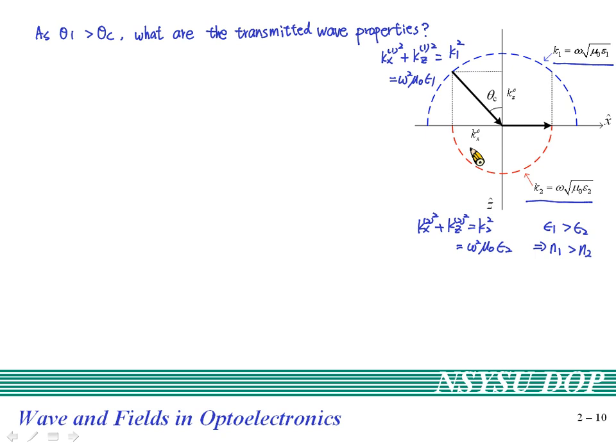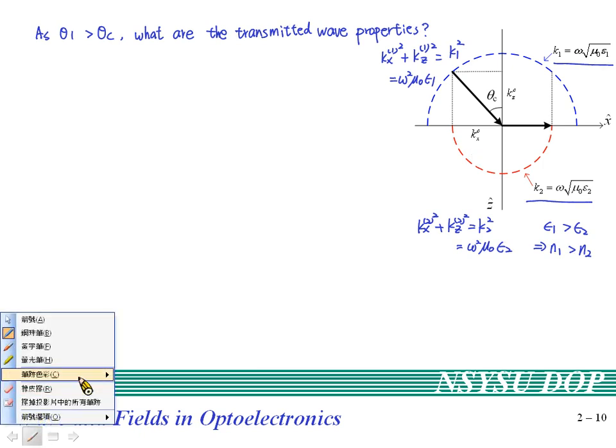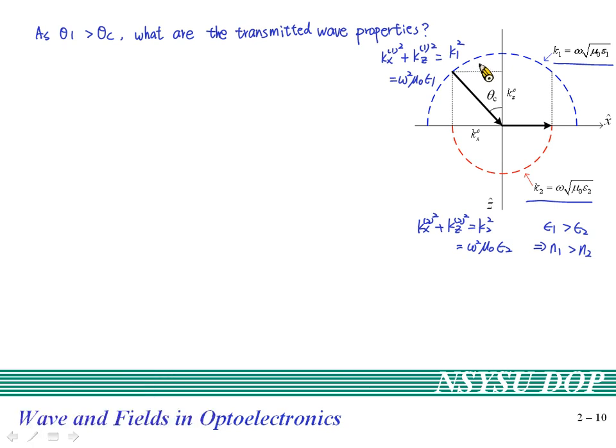And from this figure, we can easily find the transmitted wave, as we know the incident angle. For example, if we have an incident wave like this, then this one is the incident angle here, and this is the incident wave. And from this figure, we can find the corresponding kx component here. Okay? This part is kx1.